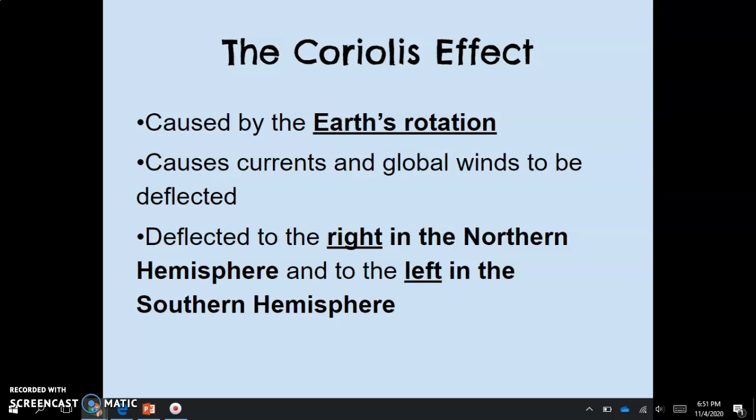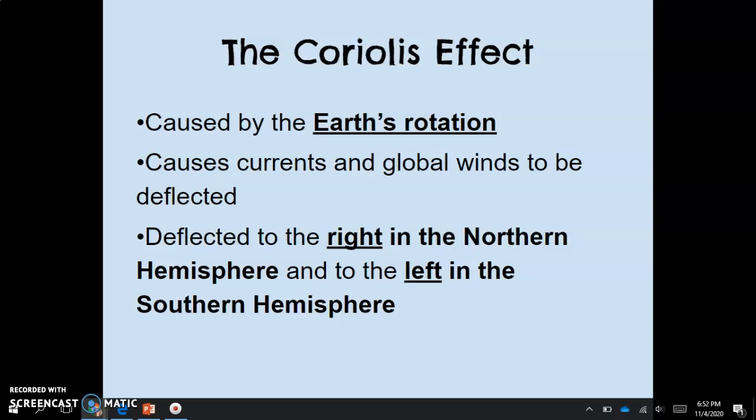So if we're going to the right in the northern hemisphere, say you were going to throw a ball or shoot a paper airplane and you were standing in the northern hemisphere, so let's say we're in North Carolina, because North Carolina is in the northern hemisphere. If you're standing there and you throw a paper airplane, you might be able to throw it perfectly straight, but it's not going to appear to move in a straight pattern because we're rotating.